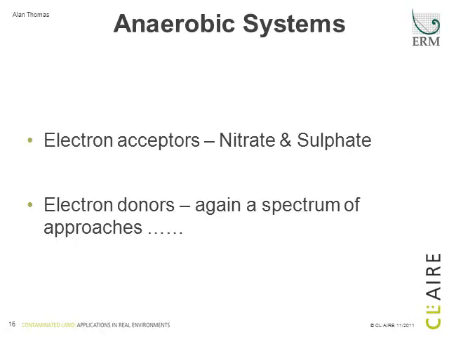So for anaerobic systems, we can again use some electron acceptors, nitrate and sulfate. I think sulfate is increasingly being looked at as a potential alternative for enhancing in situ biodegradation of hydrocarbon contaminants. But I guess the main anaerobic systems being promoted or used at the moment are the use of electron donors, particularly for reductive dechlorination of solvents. And again, there's a spectrum of approaches in relation to the use of these electron donors.